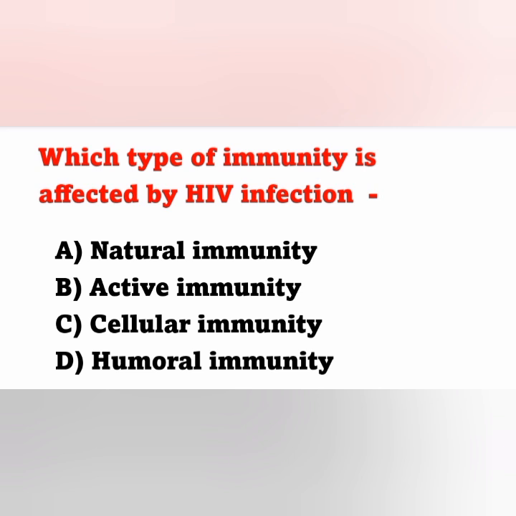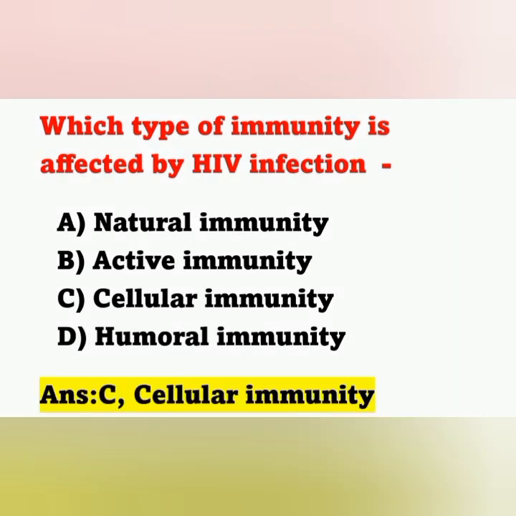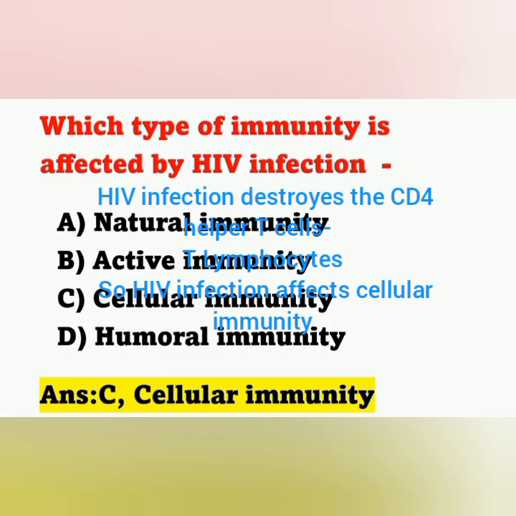Our question is, in HIV infection, which immunity system is affected? And the correct answer is cellular immunity. Option C is the correct answer. Immunity is a natural phenomenon, the ability of the human body to protect itself from pathogenic organisms. Okay, it is a natural phenomenon.